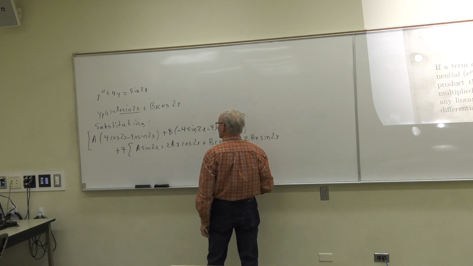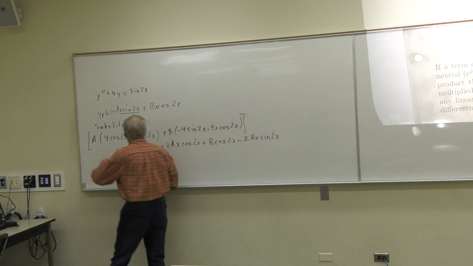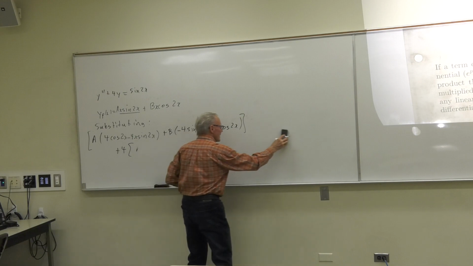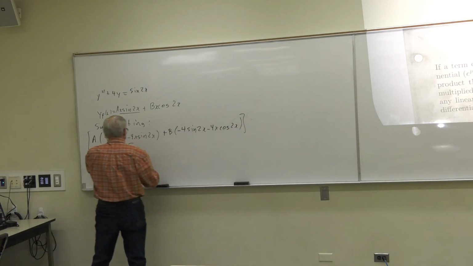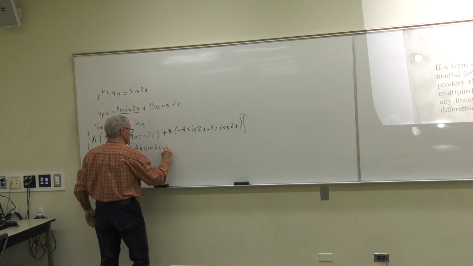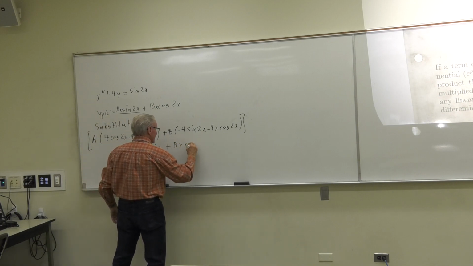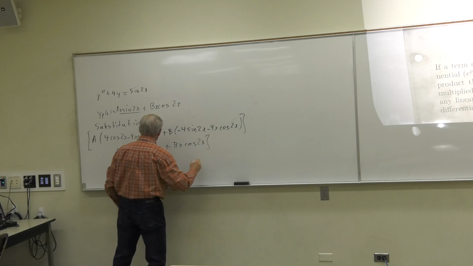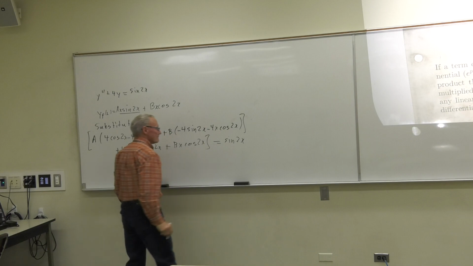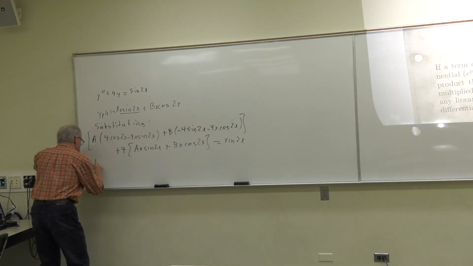Why am I taking the first derivative? I don't know. There's no first derivative here. So 4 times him: ax sine 2x plus bx cosine 2x. It's supposed to be equal to sine 2x. Equating coefficients.